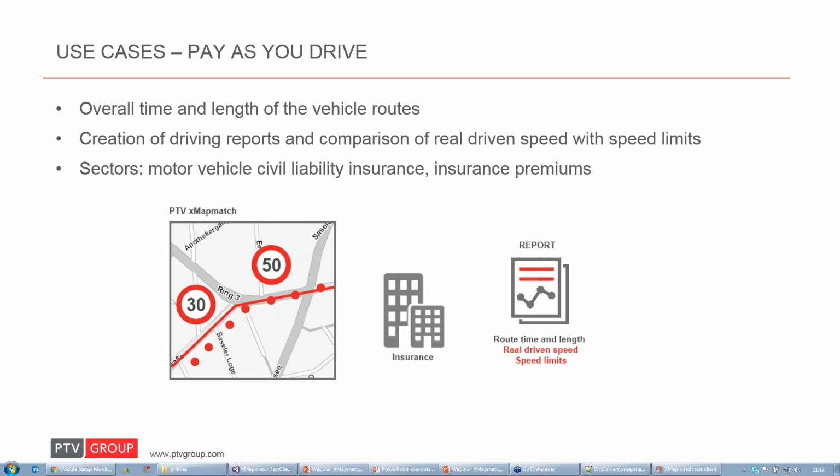You can also look at, again, speed limit comparisons so that, for example, you automatically give someone a fine if they're over speeding. And this is something we see a lot in some bigger cities with car sharing concepts.